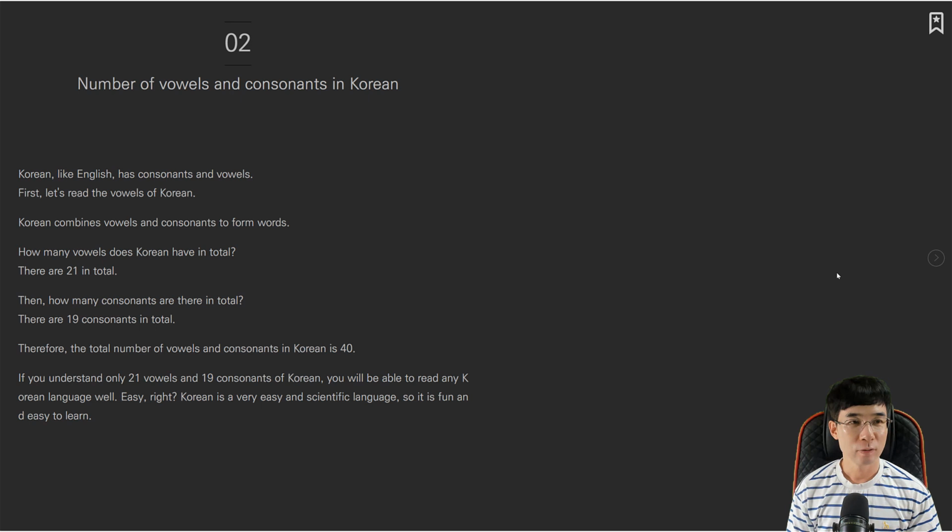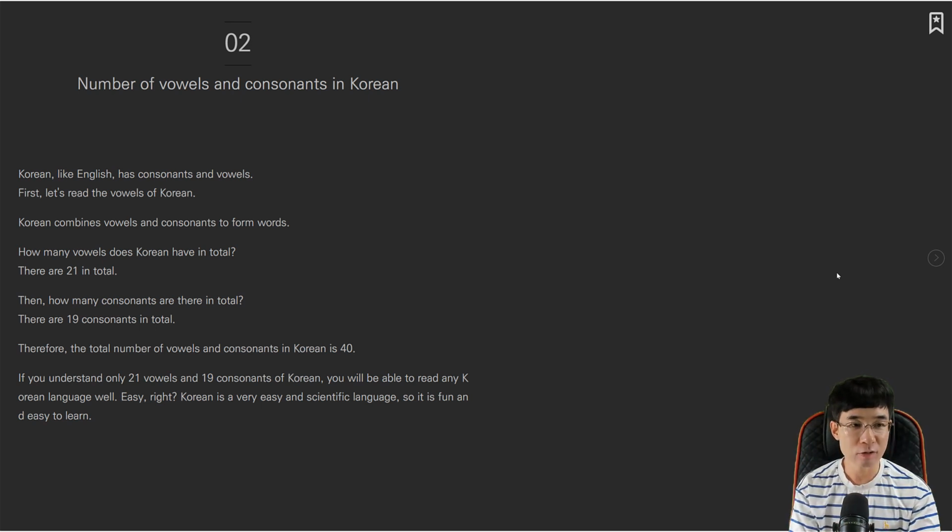Lesson 2. Number of vowels and consonants in Korean. Korean, like English, has consonants and vowels. First, let's read the vowels of Korean. Korean combines vowels and consonants to form words.